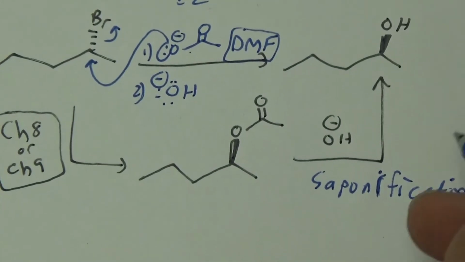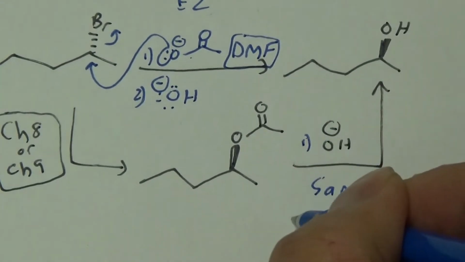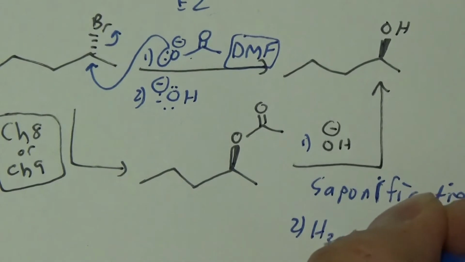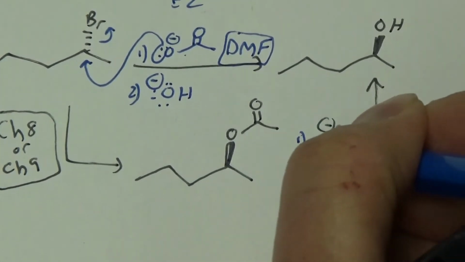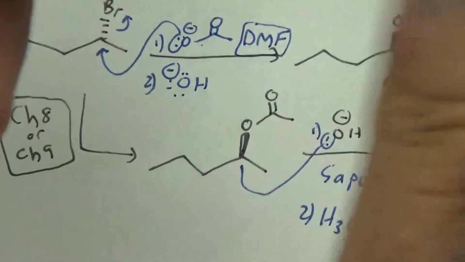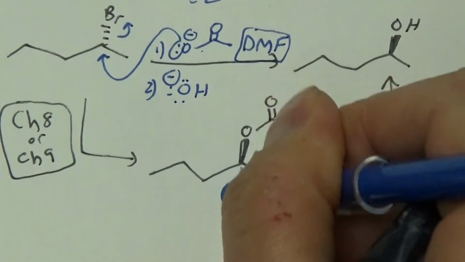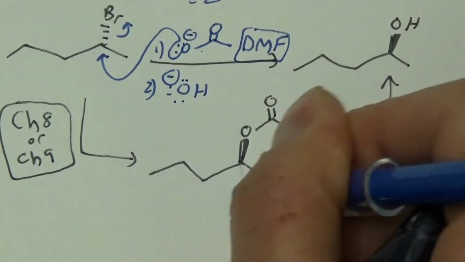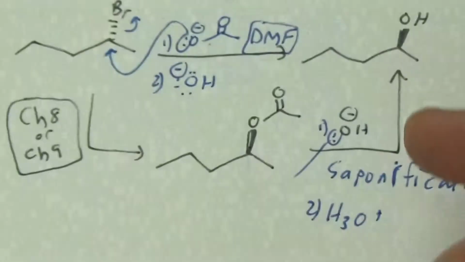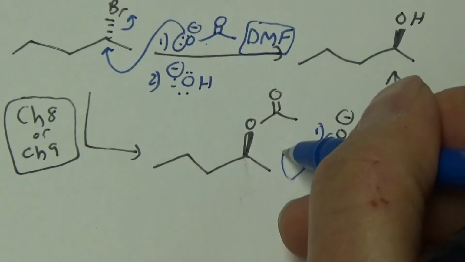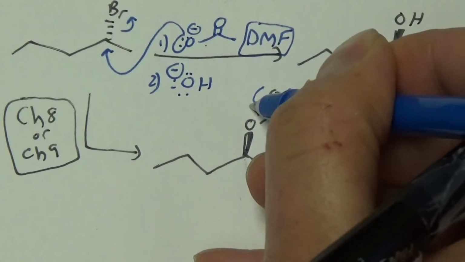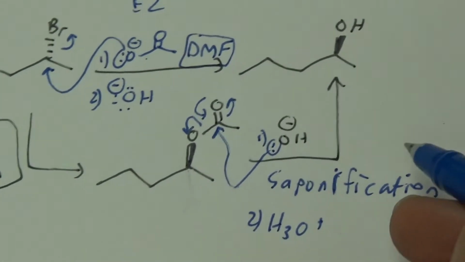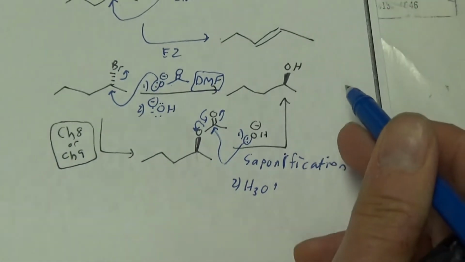Saponification, right? And this is actually a 2-step process: hydroxide and then acid water. But what this does is, sorry, I screwed up. It does not attack there. It attacks the carbonyl of the ester, right? This is a NAS reaction itself. Electrons go up, electrons go down, electrons go off. And that's how you cleave an ester to make an alcohol.